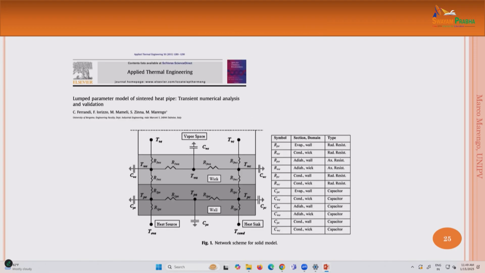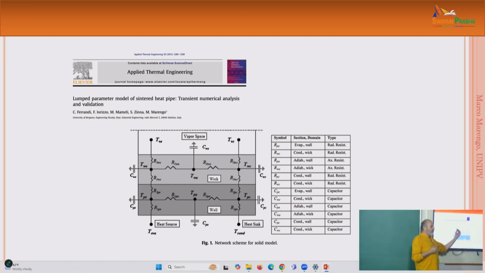For example, this is work that I did some years ago, in 2013: a lumped parameter model of a sintered heat pipe, where we describe the sintered pipe with a lumped parameter network. It was good. So it's possible to write the equations for the network. This is not the only way, but it's our way. I have the code, which is interesting because it also includes a thermal capacity. This means it is a transient code, so we can see the ramp up.